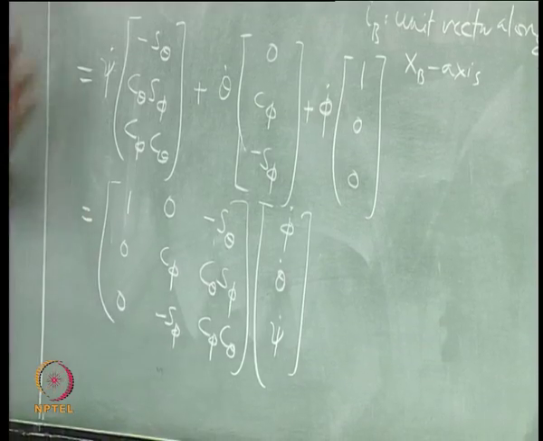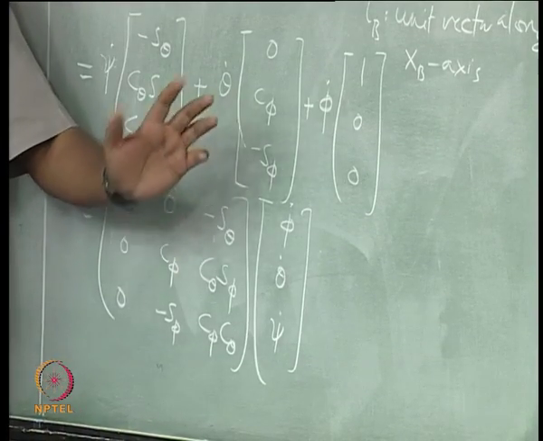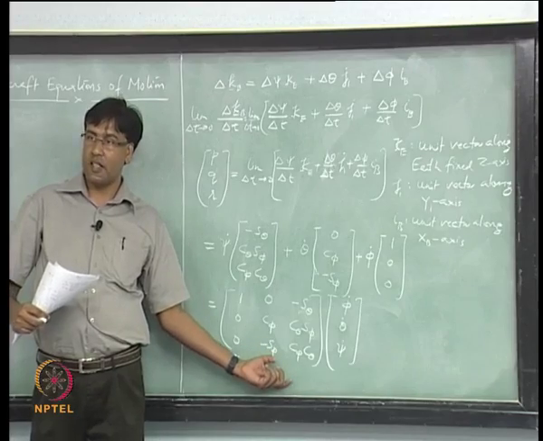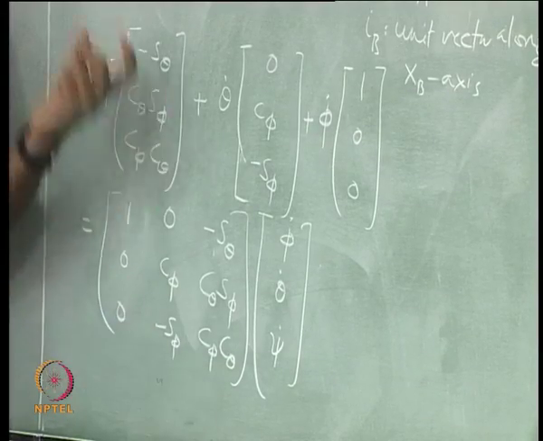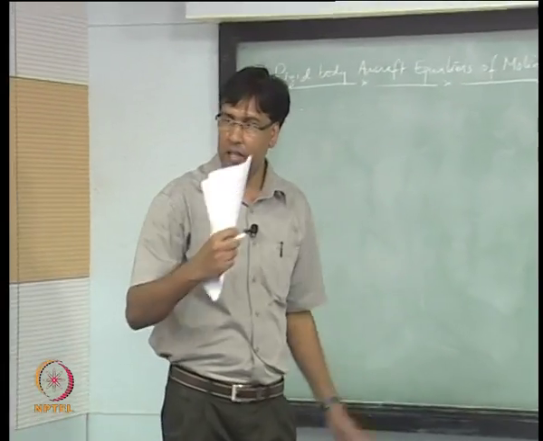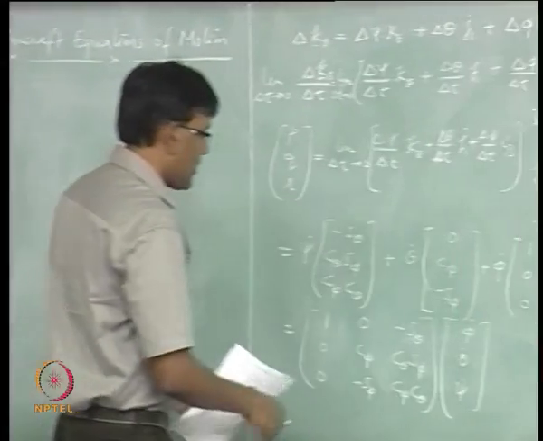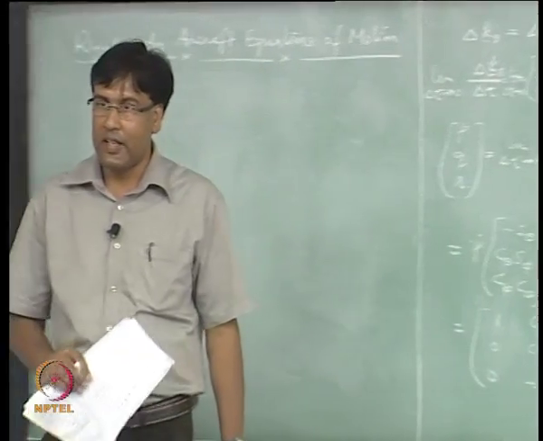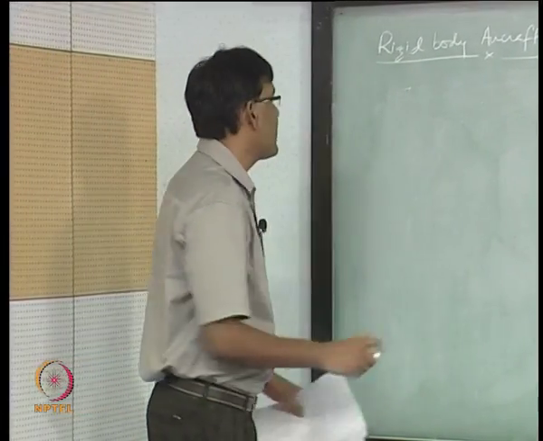We want the differential equations for these angles. So, I have to invert this matrix, right. P, Q, R are the variables, state variables of the aircraft, equations of motion. So, I want this to be on the left hand side, right.